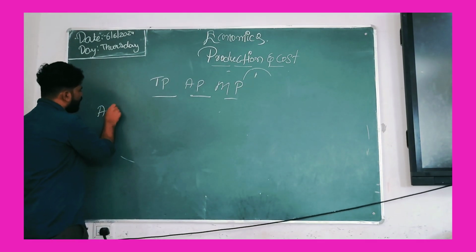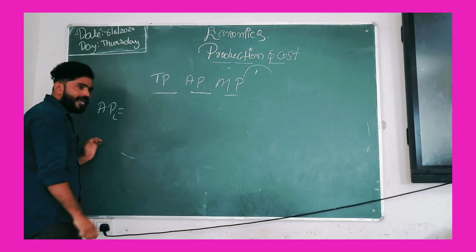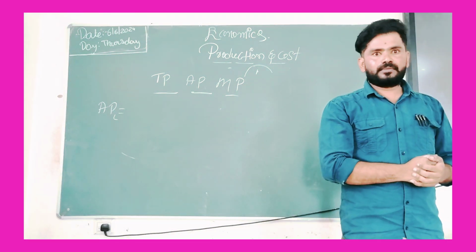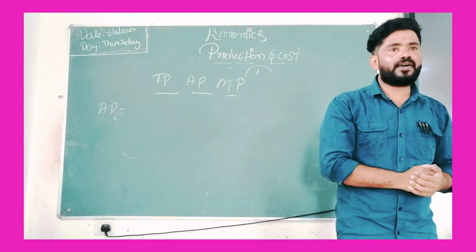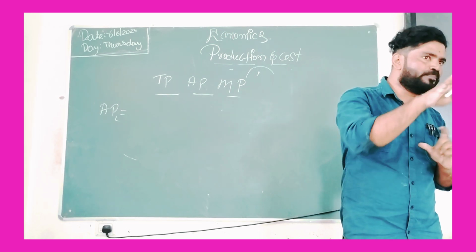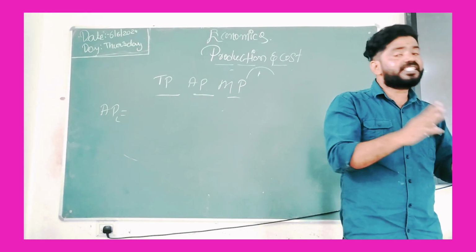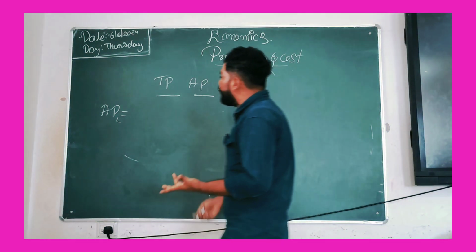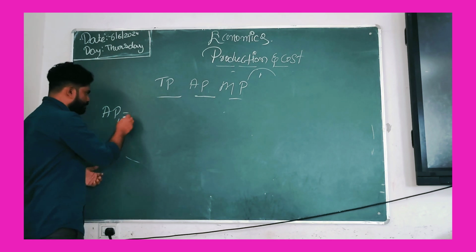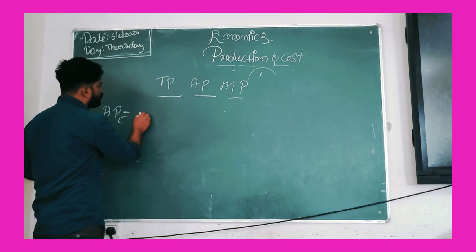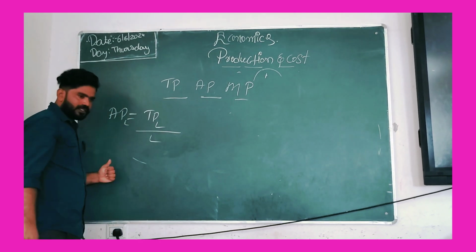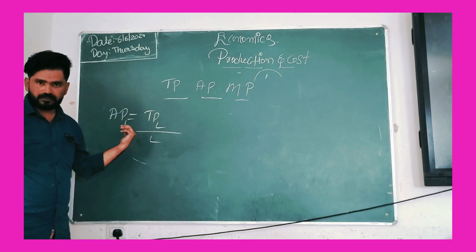AP means average product. Average product means the output for a unit of input. For a unit of input, the output is called average production. Average production is equal to TPL divided by L. This is the formula of average product.